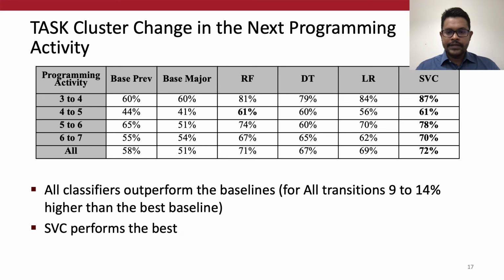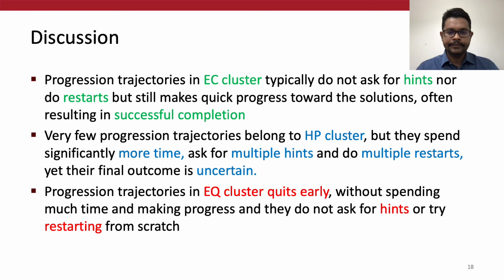The table shows the result of our classification task. As we can see, all classifiers outperformed both of the baselines. When compared against the majority baseline, all the classifiers improved by at least 9 to 14% when trained on all transitions. Also note that support vector classifiers outperformed all the other classifiers in all cases.